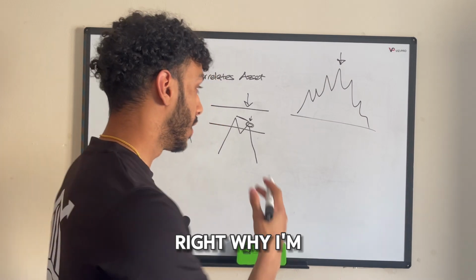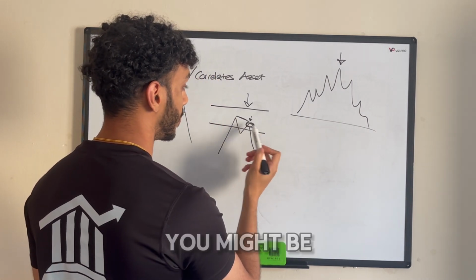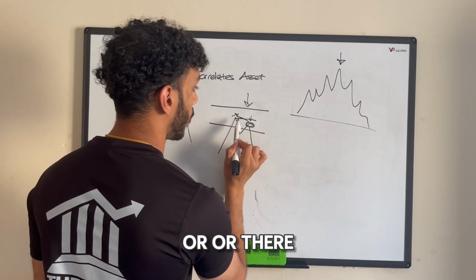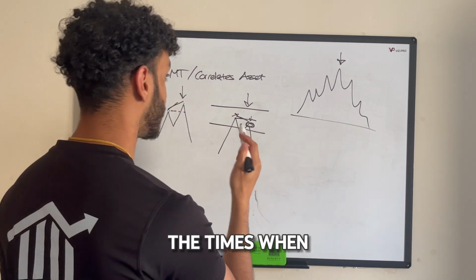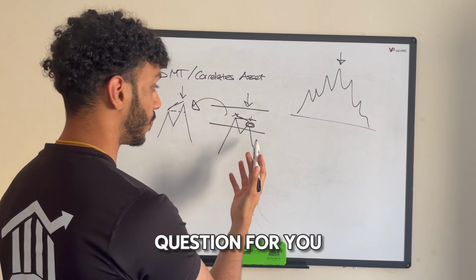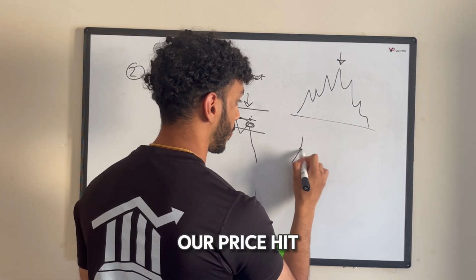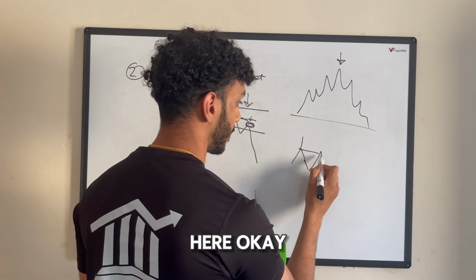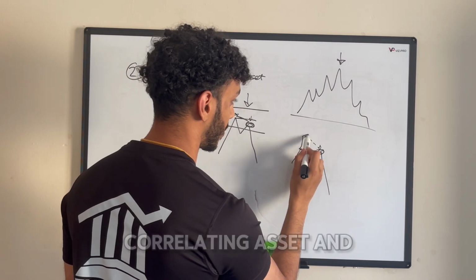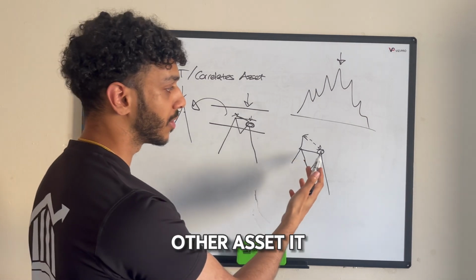So that's one, right? Why I'm talking about that is because when you're gauging institutional order flow, you might be thinking, oh well, why did we not go ahead and reach this high, right? Or there might not be an FVG here. A lot of the times when you go over to a correlating asset, it's going to actually answer the question for you. So for example, a lot of guys will say that price hit the rejection block here, and price drops, right? But a lot of the time, this is just SMT between a correlating asset, and you could have just gone on the other asset and realized that it was a turtle soup, and on the other asset it wasn't.